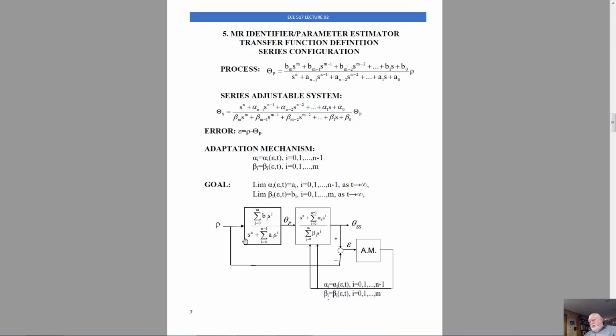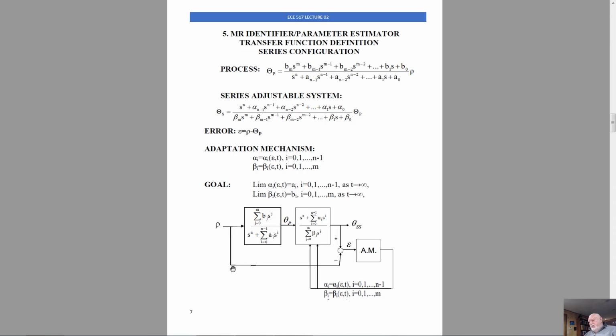This is the reference model or real physical process with unknown parameters. This is the adjustable system. However, this adjustable system is configured in such a way that if parameters alpha will be equal to parameters A, and if parameters beta will be equal to parameters B, there will be complete cancellation of dynamics of the reference model by the dynamics of the adjustable system. And the transfer function of this path will be equal to 1.